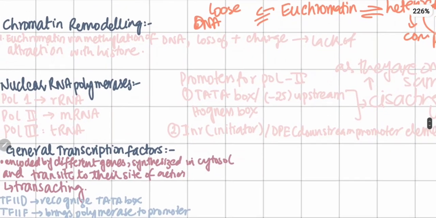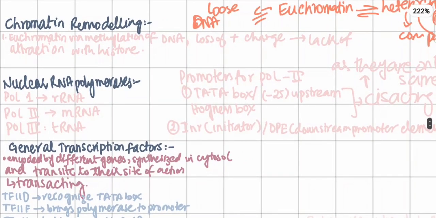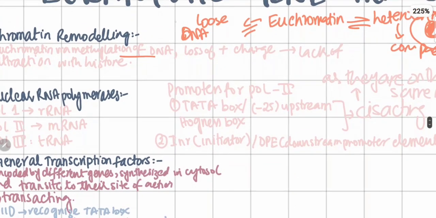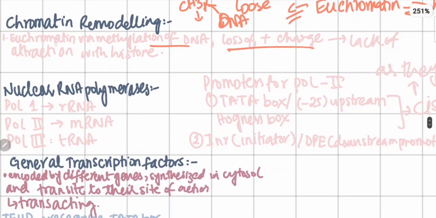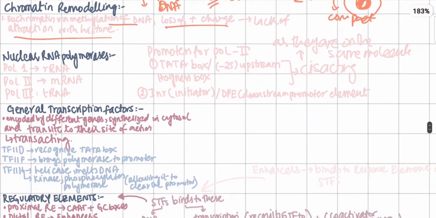So we need loose DNA for gene transcription. How do we do that? We form euchromatin via methylation of DNA, right? What happens is that DNA is methylated, more CH3. More CH3 means lack of positive charge, and then we cannot attract it to histone, and it will become free. That's the main crux of it.